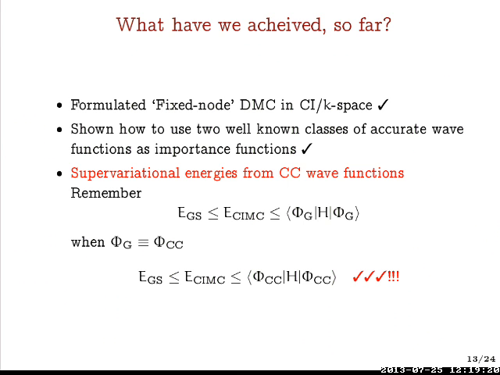Okay, so I'll go through the next few slides very quickly. Basically, what we have done is a formulation of fixed node DMC in CI space, and these energies are variational. The great thing is that they're variational with respect to coupled cluster. It would be very nice to have a variational energy from coupled cluster wave functions. What we have is a variational energy which is less than the coupled cluster energies, and this is a very nice result, I think.